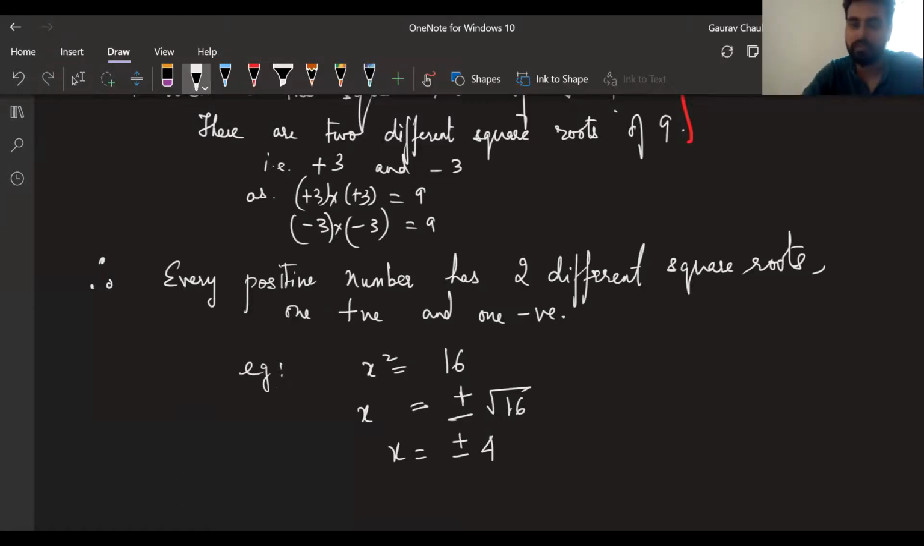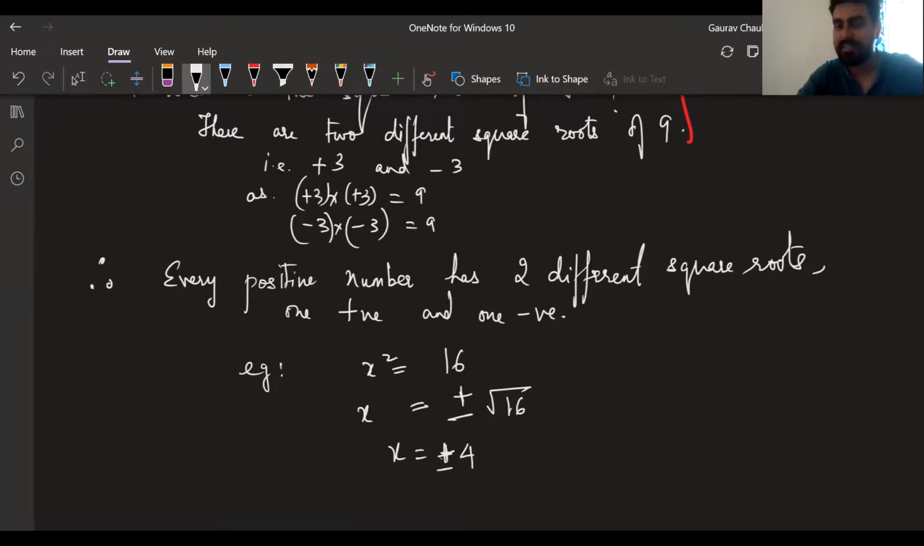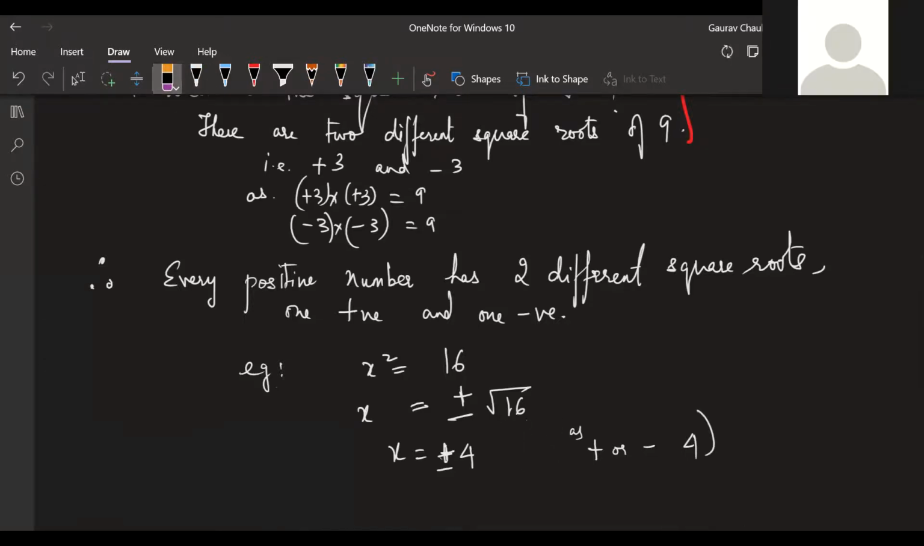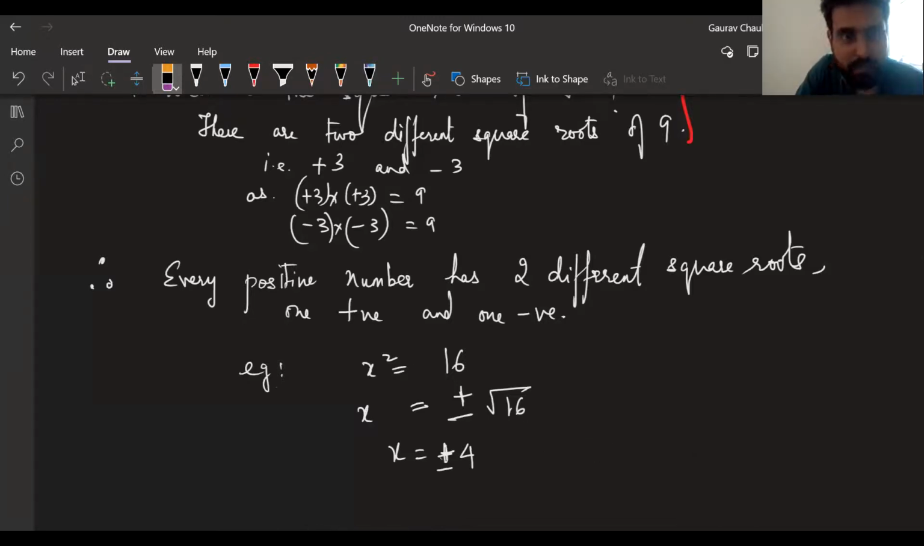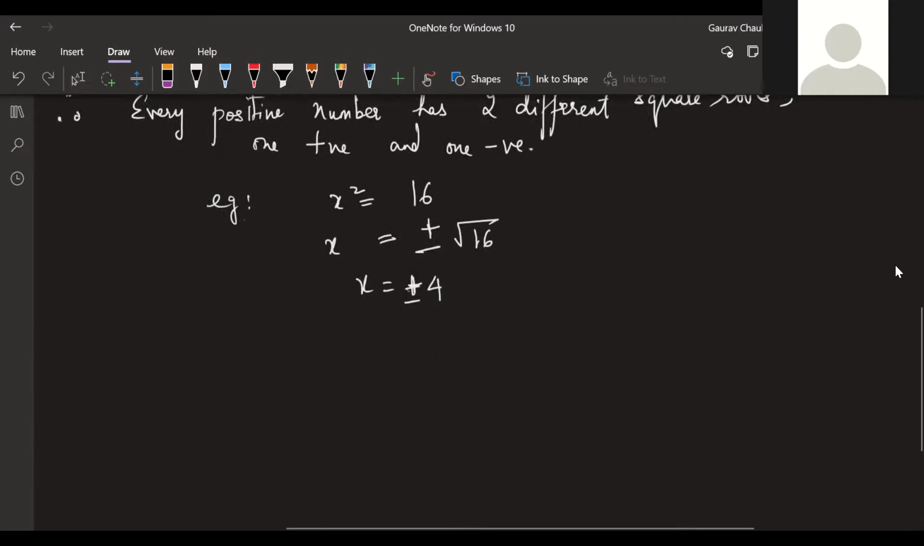Are we good with this, Deepak? Yes, sir. You're understanding why I'm writing plus or minus here? Basically, you're reading this as plus or minus 4. Dikshit, go ahead. Sir, basically everything has its additive inverse, right? The normal root and its additive inverse. Yes, Dikshit. Okay, this is the first one.